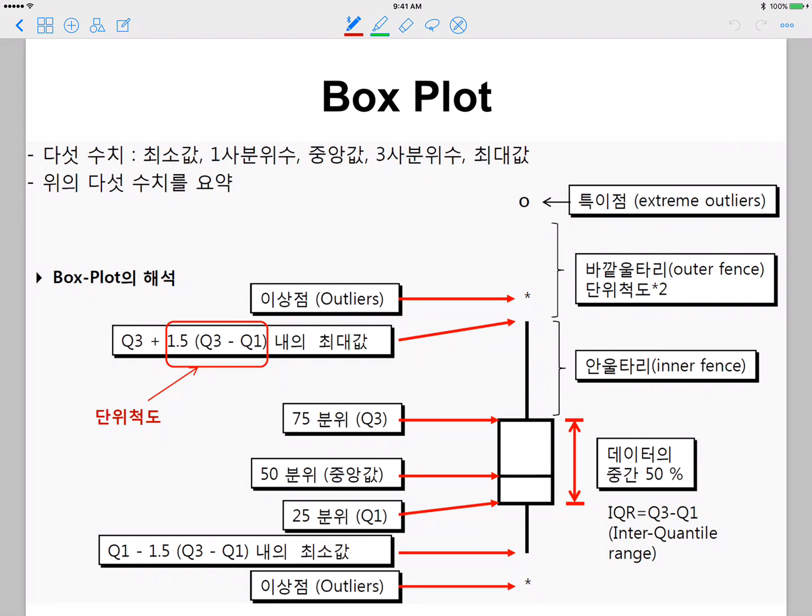Sorry for the Korean slide. I just shamelessly copied and pasted from some other professors' slides in Korean University, probably in the math department, I guess. But I thought this one is quite comprehensive for understanding this box plot.